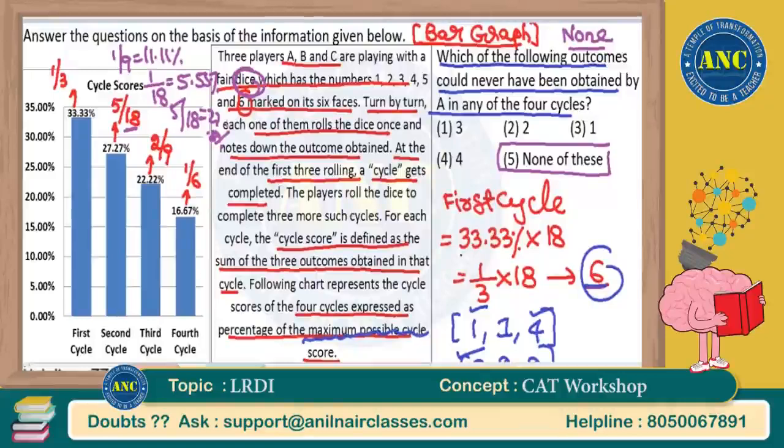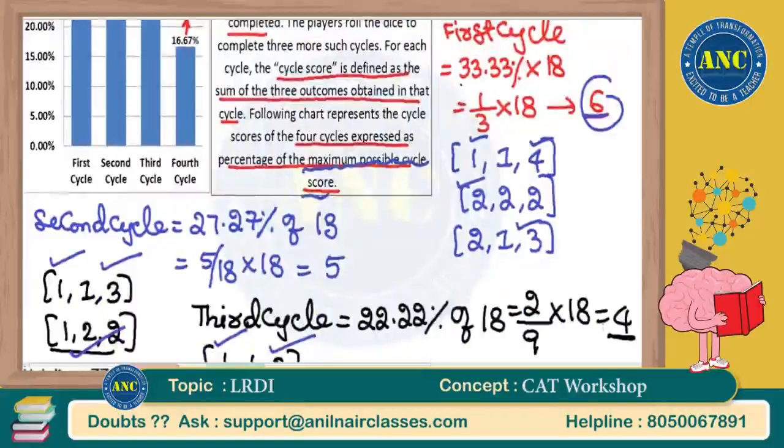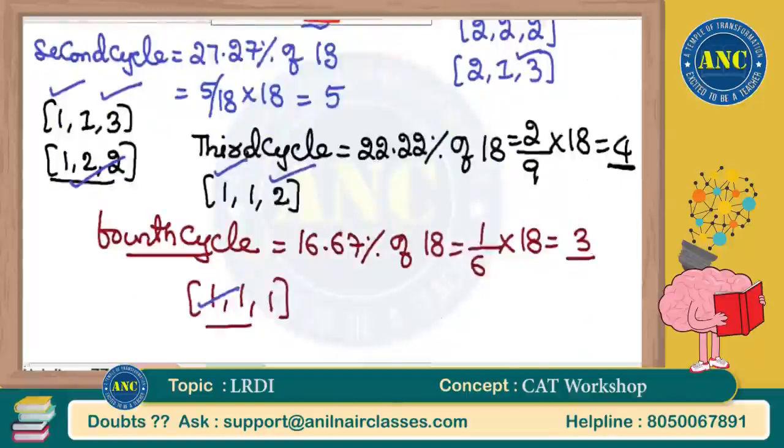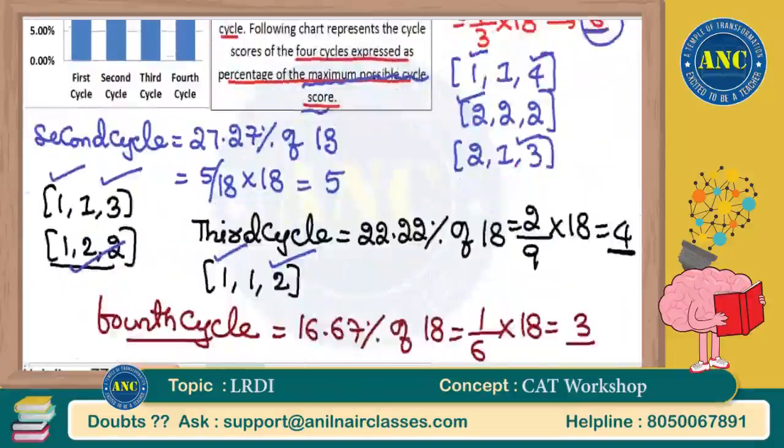a multiple of 6. First cycle: 114, 222, 213. 1 possible, 2 possible, 3 possible, 4 possible, right? Second cycle, third cycle. So what is the answer for the first question? Answer for the first question is none of this. 1, 2, 3, 4, all are possible. I hope it is clear, sir? Idea is clear?